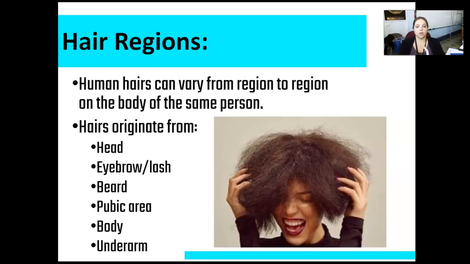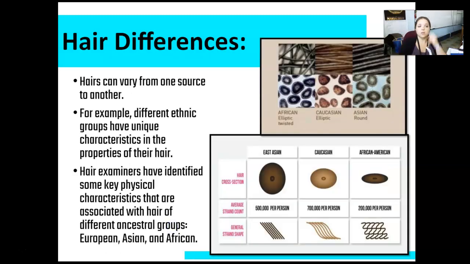So human hair can vary from region to region on the body. So some places you could think your head, your eyebrows, if you are a guy and you have a beard, pubic areas, body. What I mean by body is like I've got arm hairs, leg hairs, and then you've got underarms. All those regions have different types of hair. Hair can vary from one source to another. So not only on the body, but one source to another.